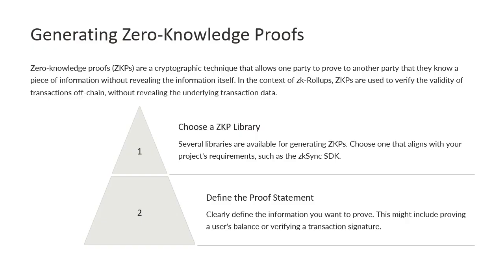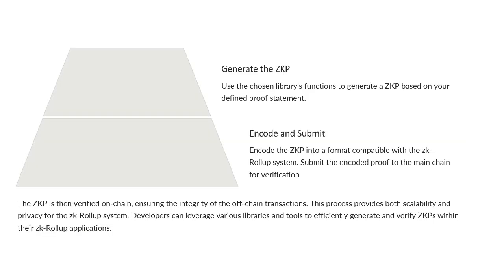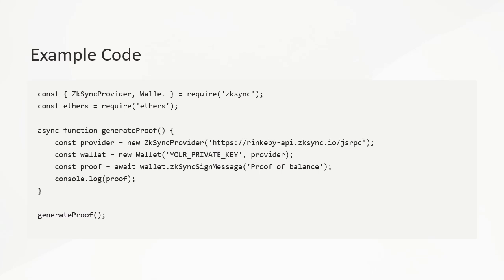Zero-knowledge proofs are used in ZK rollups to verify transactions without revealing data. The workflow: choose a ZKP library like the zkSync SDK, define the proof statement, generate the proof, and encode it for submission to the main chain. This ensures the integrity and privacy of transactions. This is an example code of how we can do it. The asynchronous generateProof function does the work.